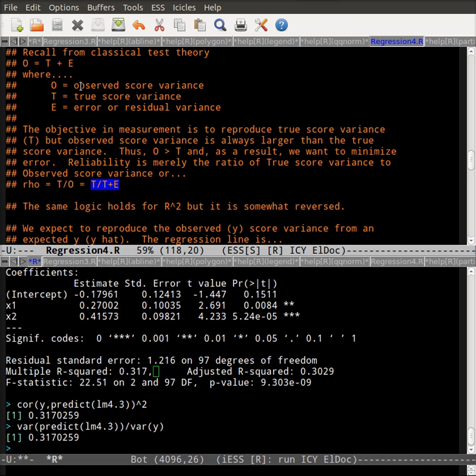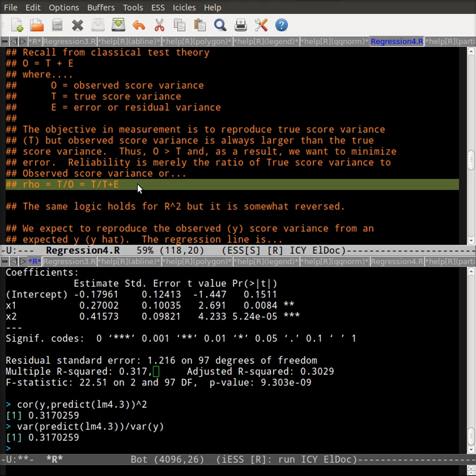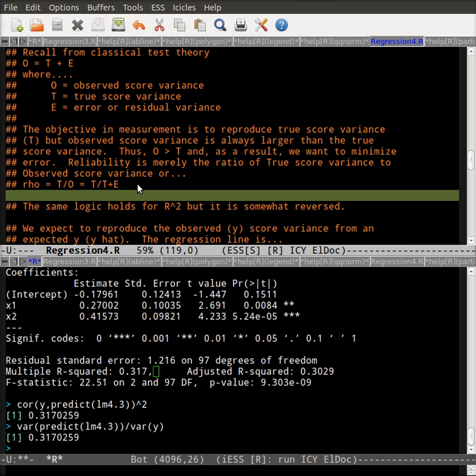Why is that? Observed score variance has both true score variance and error variance. As we decrease error variance, what we ought to be doing is reproducing true score variance without having to inflate it, because we know that observed score variance is bigger than true score variance. By decreasing error variance, we're getting the variance of our observed scores to be similar to the variance of our true score. Now, the same logic holds for R squared.